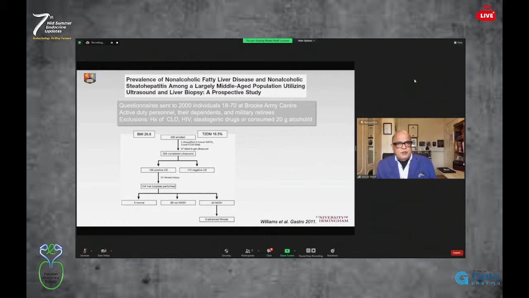The exclusion criteria were chronic liver disease, HIV, and alcohol consumption. The average BMI was about 30. About 16% of them had diabetes. 400 were enrolled. And after ultrasound, nearly 156 patients had positive ultrasound. Few of them refused biopsy, so 134 had biopsy. And out of those 134 biopsies, about 40 of them had NASH, and 9 of them have got advanced fibrosis. So this just helps you to understand the extent of the problem and the patients where things need to be focused.